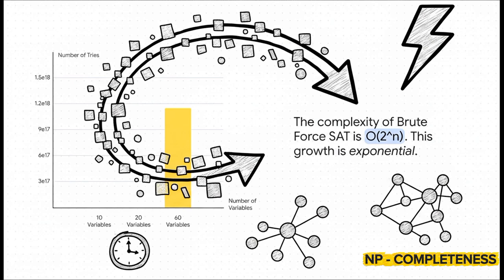And then look at 60 variables. The number of tries is 1.15 times 10 to the 18th. That is an astronomical number. We're talking more than a billion billion. The fastest supercomputer in the world would be chugging away on that for centuries. This right here is the exponential wall. Brute force just does not work for big problems.